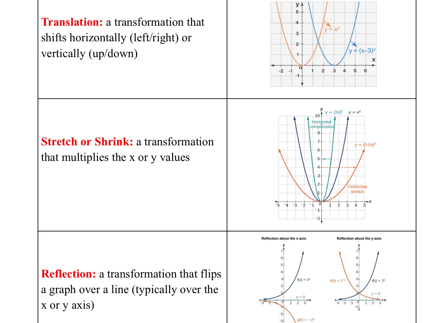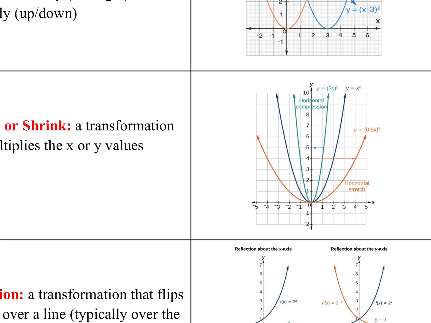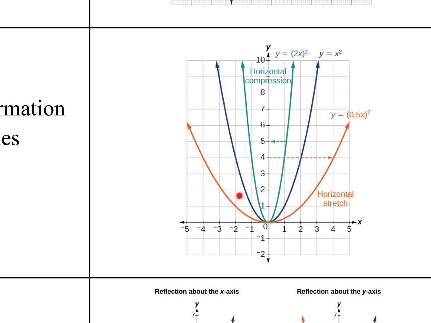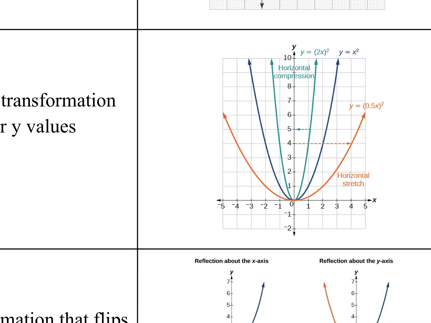Now, a stretch or shrink is a transformation that multiplies your x or y values, causing it to actually change the shape. You can see here some different examples. Here would be our parent function. And then this is an example of what a horizontal shrink or compression might look like. It looks like I put my hands on the outside of our graph and push them towards each other, so horizontally. Or maybe you have a horizontal stretch. I put my hands on the outside and pull them apart. You can also have vertical stretches and shrinks, so that would occur when it looks like you put your hands on top and bottom of your graph and you pull them apart or push them together.